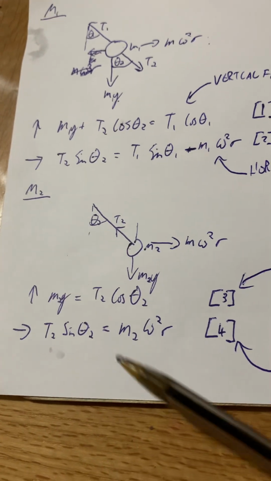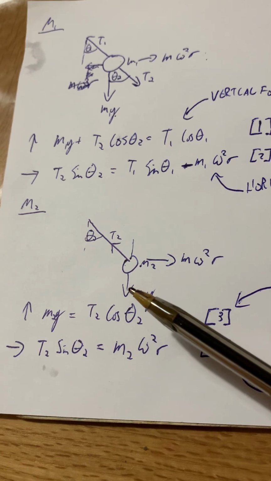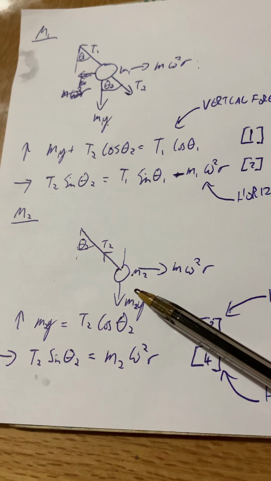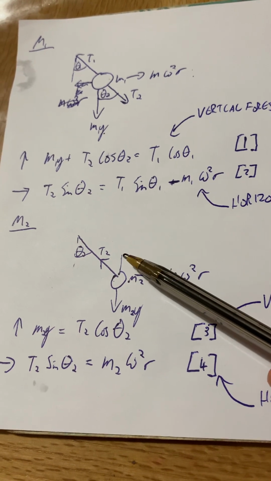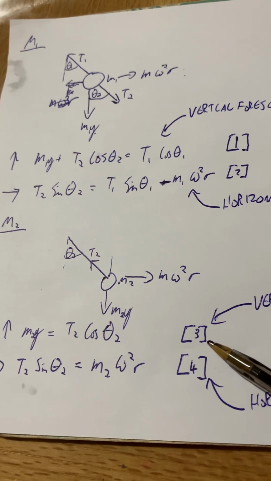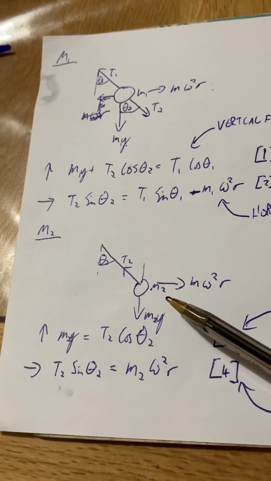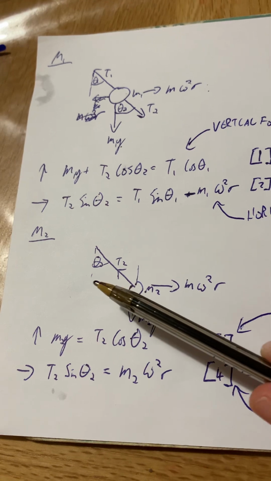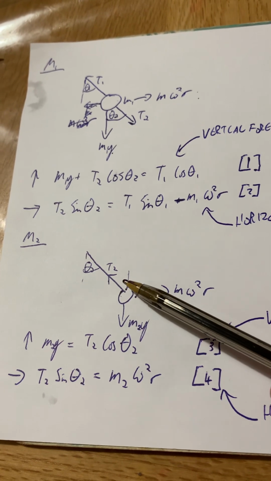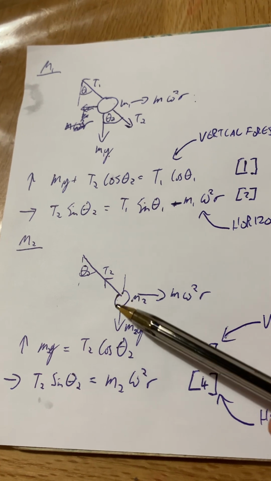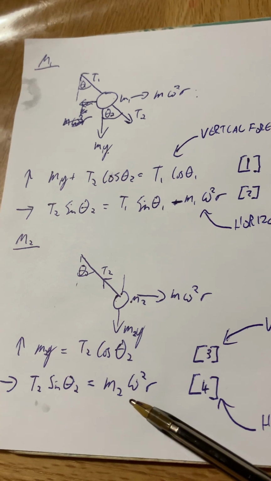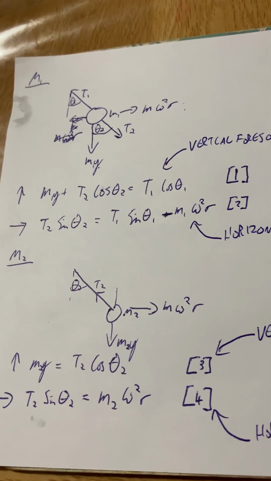So I did the vertical and the horizontal. This one's a bit easier because there's only one string pulling on it. The vertical force, the downward force, is M2g, and the upward force is the vertical component of T2, which is this here, equation 3. And then the horizontal component is the tension this way, provided by the horizontal component of T2, which is equal to the centripetal force acting on that one, which is there. So we've got our 4 equations.